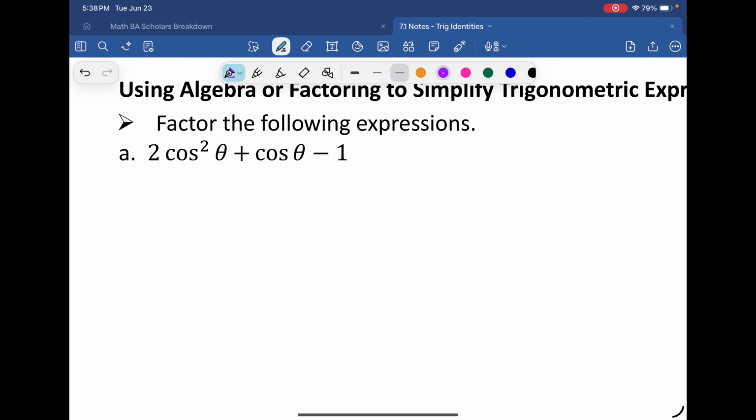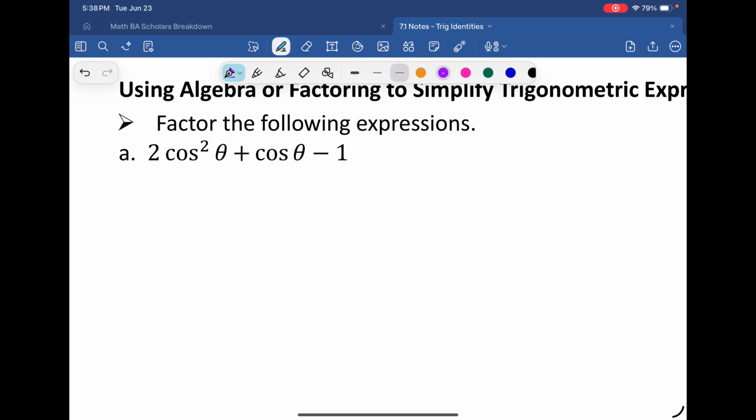Factoring. All right. You guys have factored in 1513. You factored quadratic expressions. You found GCFs. You did difference of squares. You factored trinomials. You did a whole bunch. So now we're going to use that same process and do it with trig functions. However you learned how to factor, this is what you're going to do here.